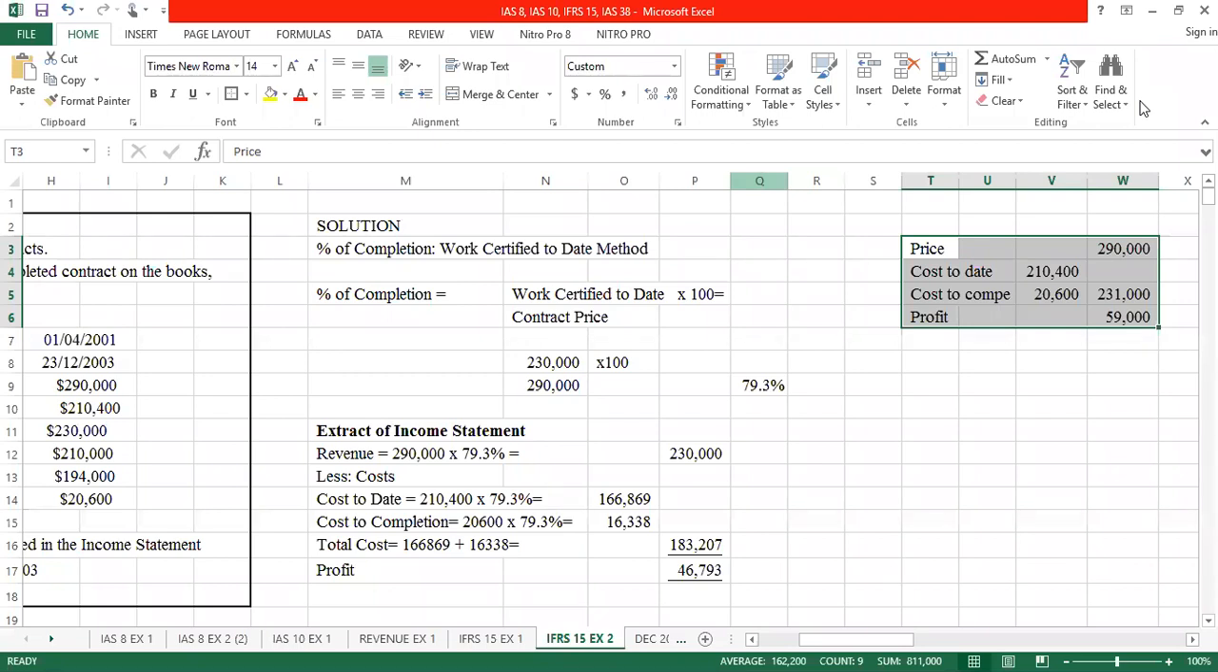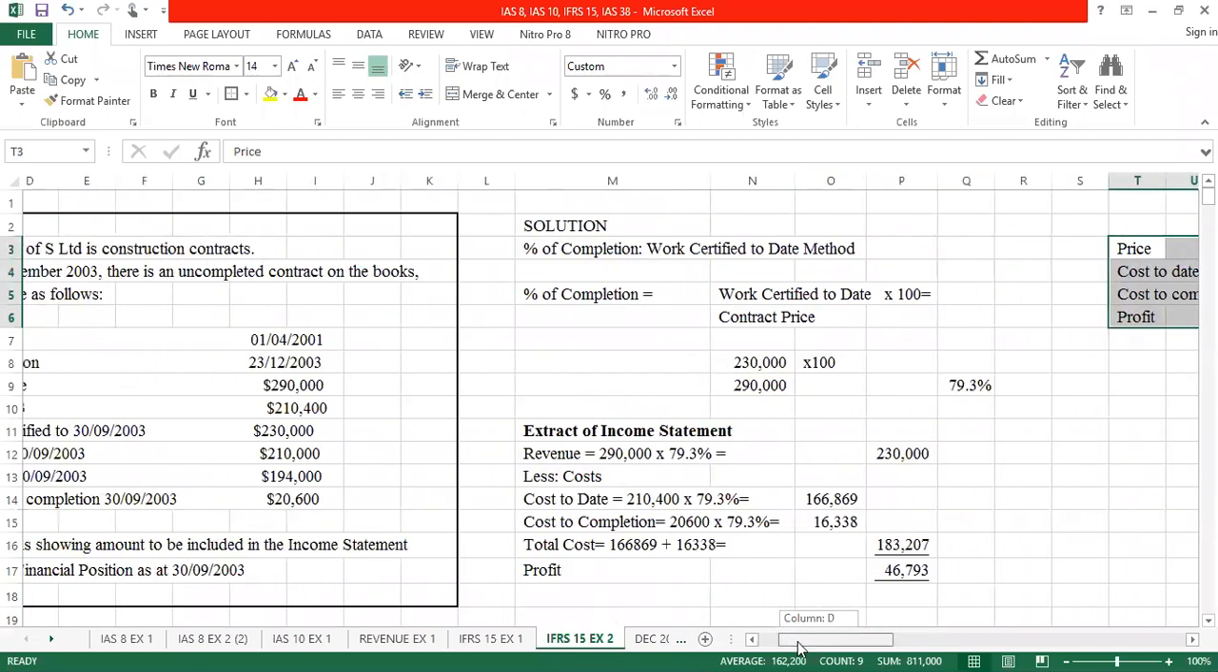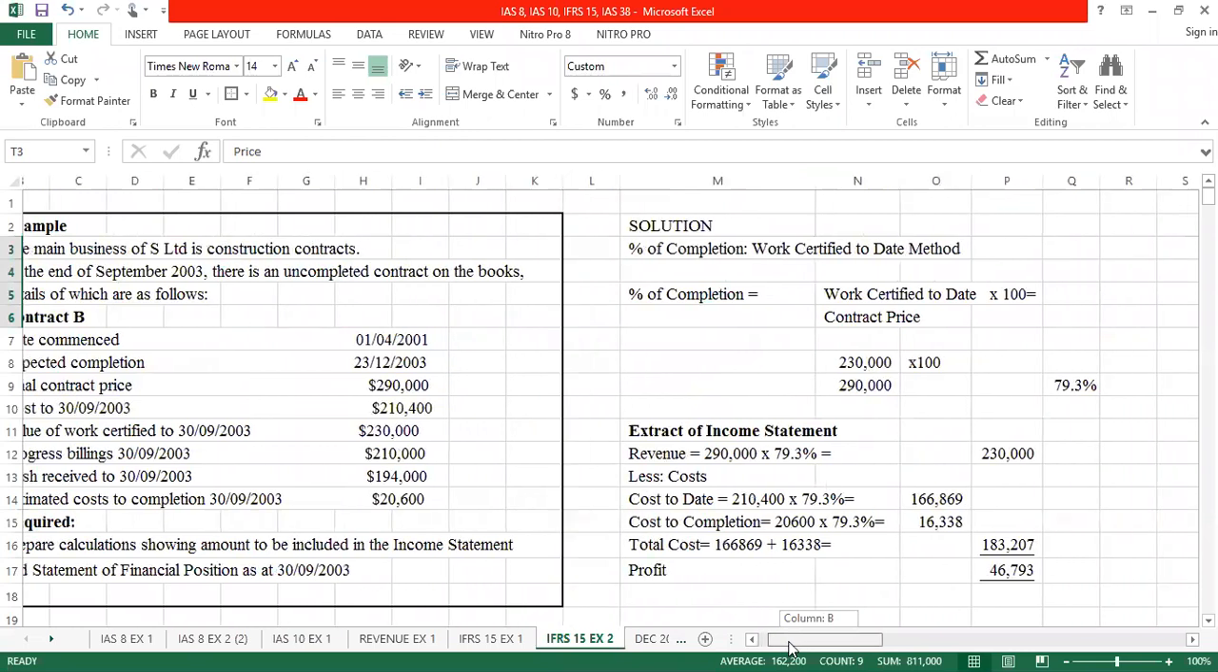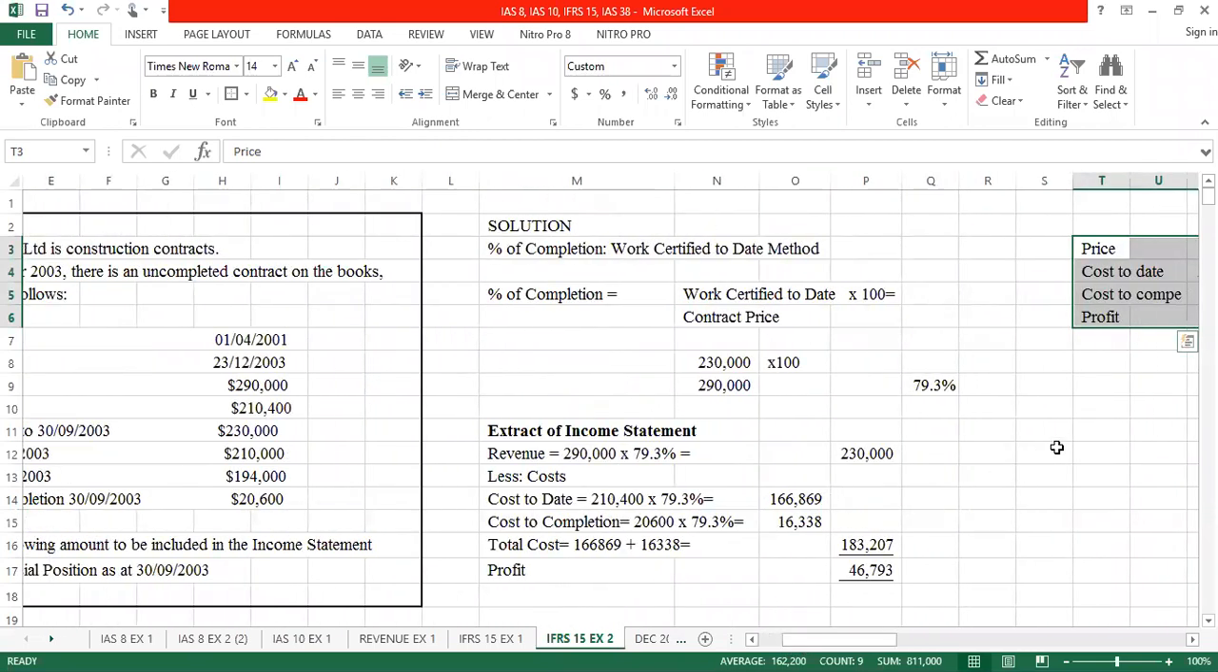Why do we adjust? Aren't we wrong on the cost to date? Why do we adjust yet we were given? What are we adjusting? We are not adjusting anything. Remember, we are not adjusting. The person who is asking that, you have really not understood the principle of IFRS 15.